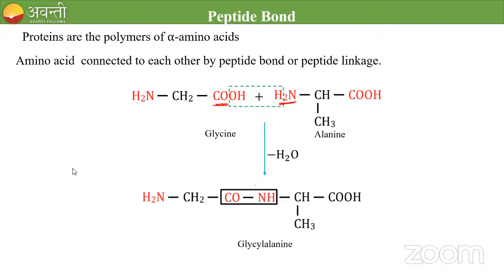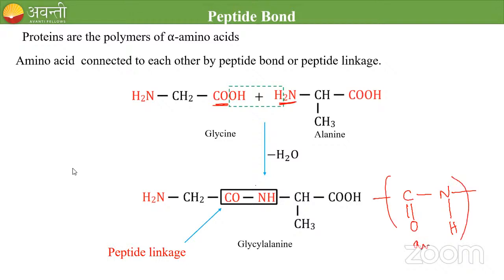So you will get a compound which is called glycyl alanine. And this is the peptide linkage. Why is it called a peptide linkage? C double bond O, NH, right? Actually, we call this linkage an amide linkage. But since this linkage is present in proteins, we are calling this a peptide linkage.